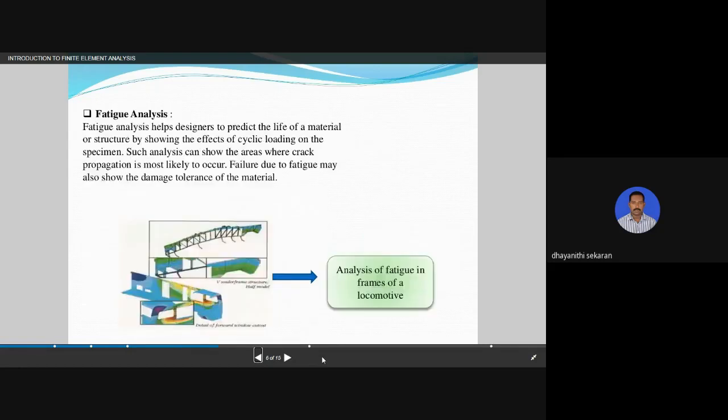Fatigue analysis. Fatigue analysis helps designers to predict the life of a material or structure by showing the effects of cyclic loading on the specimen. Okay, the term cyclic loading comes under fatigue. Such analysis can show the areas where crack propagation is most likely to occur. Failure due to fatigue may also show the damage tolerance of the material. See the diagram, analysis of fatigue in frames of a locomotive.